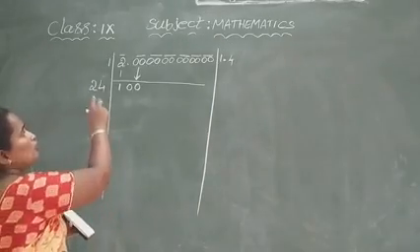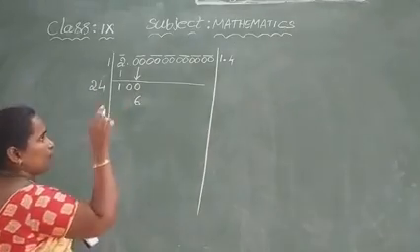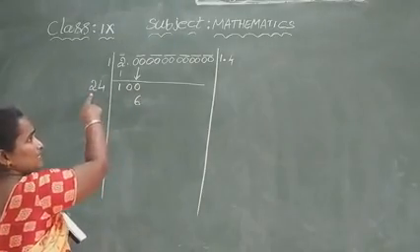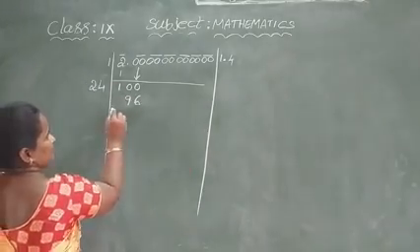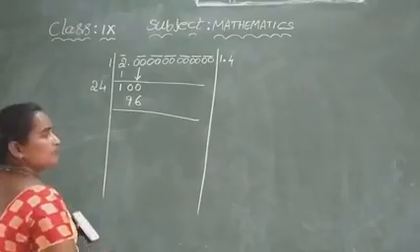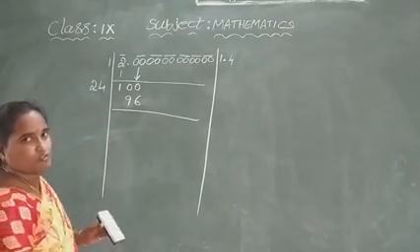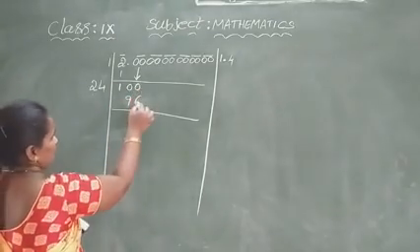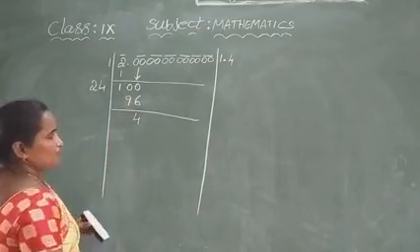Okay, ma? 24 into 4. 4 fours are 16 and 1 balance is there. 4 twos are 8 and 1 is 9. So 96. Then you subtract this one. The value is by the borrowing method. Borrowing subtraction. You know that one. Then 10 minus 6, how much value? 4. And 9 minus 9 is 0.